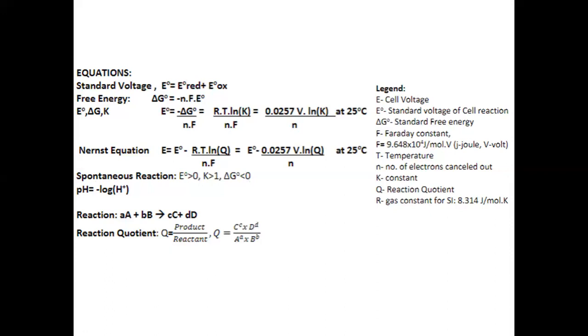Now, if we are given the following reaction, a A plus b B as reactants, producing products c C plus d D, the small coefficient letters here are the balanced coefficients: small a is the balanced coefficient for reactant A, small b for reactant B, small c for product C, and small d for product D.